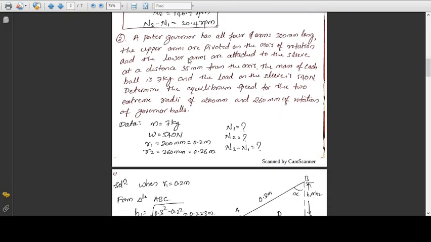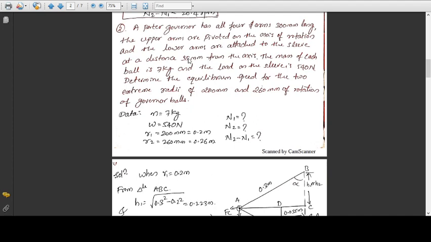Then moving further, we will try to solve one more problem which is slightly different from the previous one. The statement of the problem is: a Porter governor has all four arms 300 mm long. The upper arms are pivoted on the axis of rotation and the lower arms are attached to the sleeve at a distance of 30 mm from the axis. So this term is coming extra here.